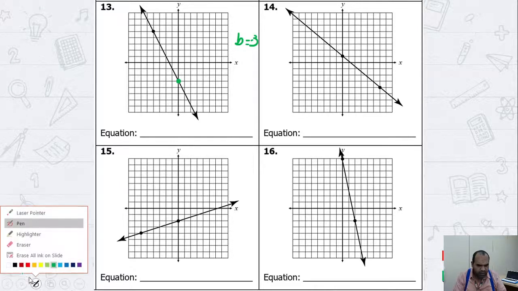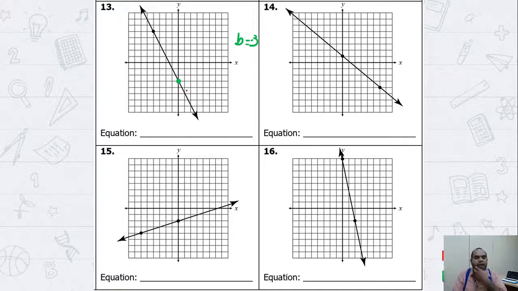And where is my slope? I think you remember slope is rise over the run. Let's count the rise. I'm moving up, I'm increasing, so it's positive. 1, 2, 3, 4, 5, 6, 7, 8. My rise is 8. And my run.